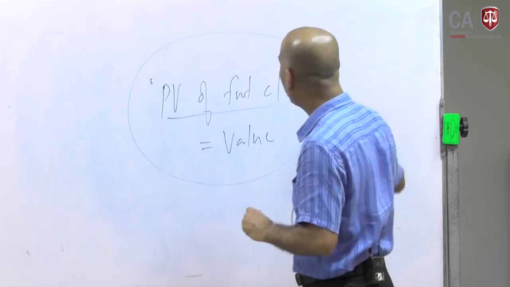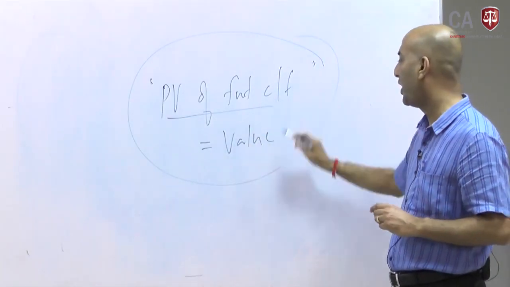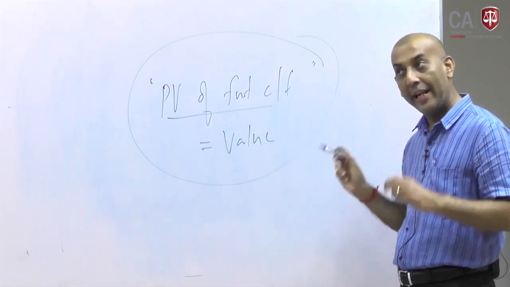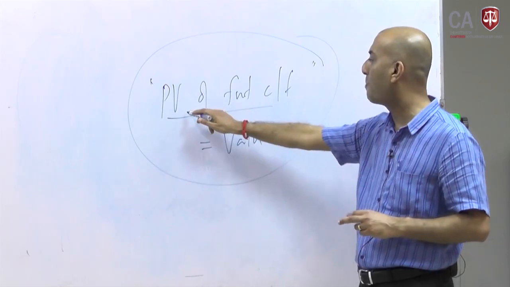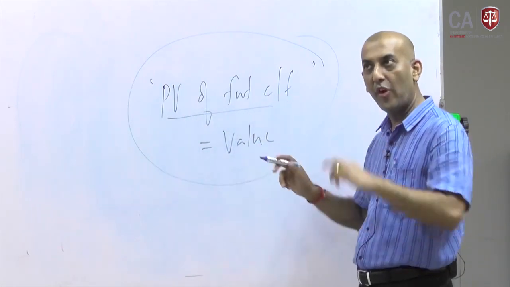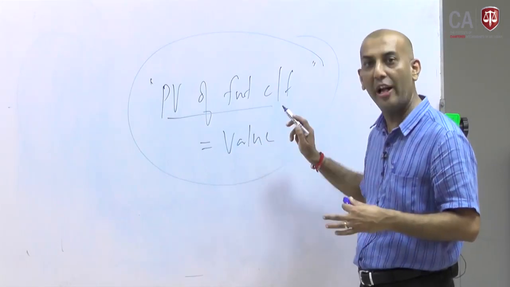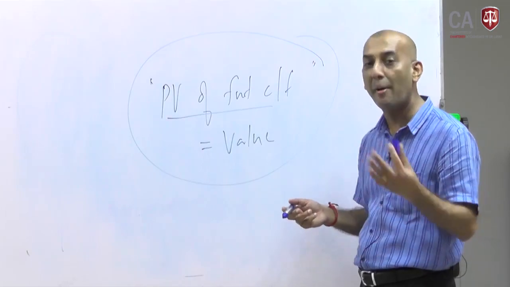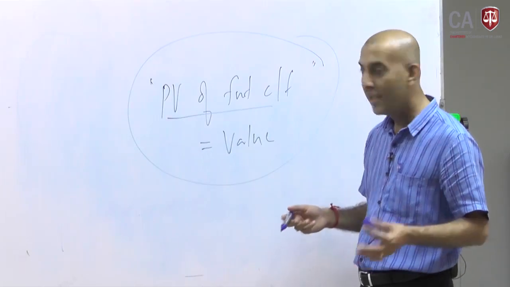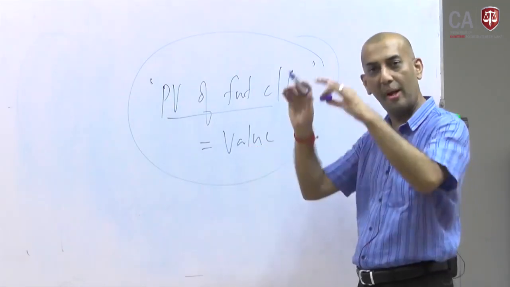You need to keep this concept or logic very clearly in mind. Present value of future cash flows equals value. Any asset's value you can calculate by calculating the present value of future cash flow. So if the future cash flows are reducing, your value is dropping. That's why we call it impairment in financial accounting. The impairment standard is about that. So when the future cash flows are dropping in any investment, that means your value is coming down.